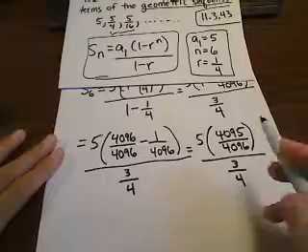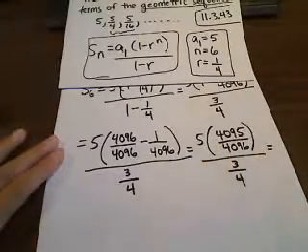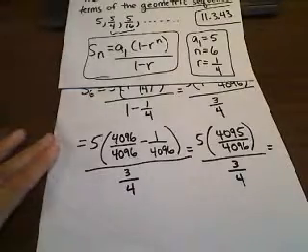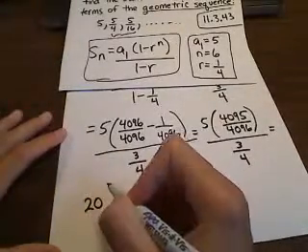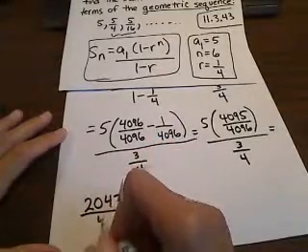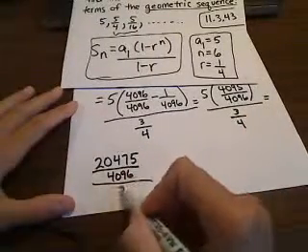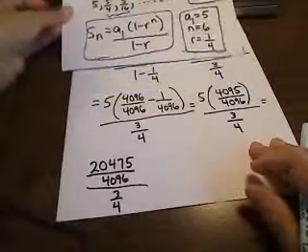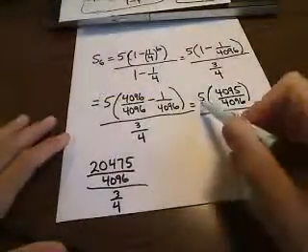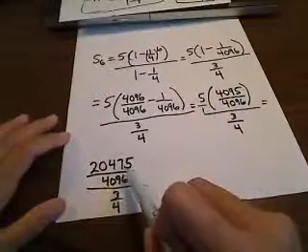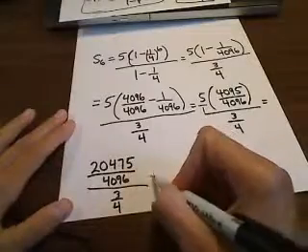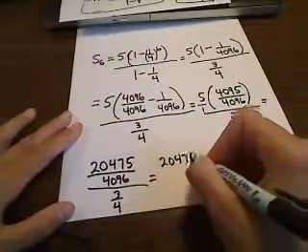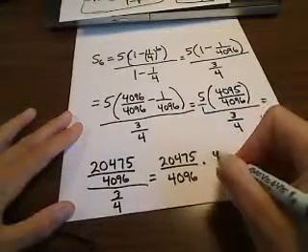Now I take 5 times 4,095 and I get 20,475 over 4,096, all over the 3/4. What I did here was take 5 over 1, so 5 times 4,095 gives this number over the 4,096. Then I flip the bottom fraction, because this is a complex fraction. It becomes 20,475 over 4,096 times 4/3.